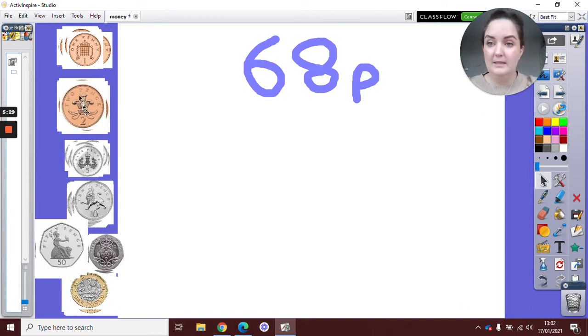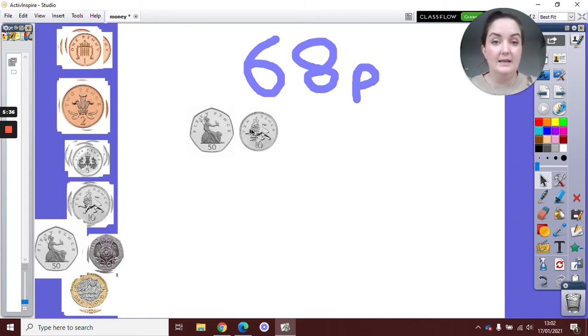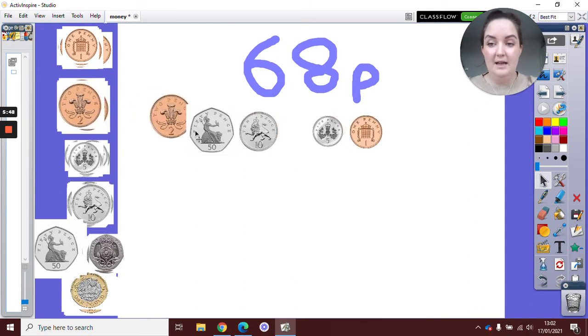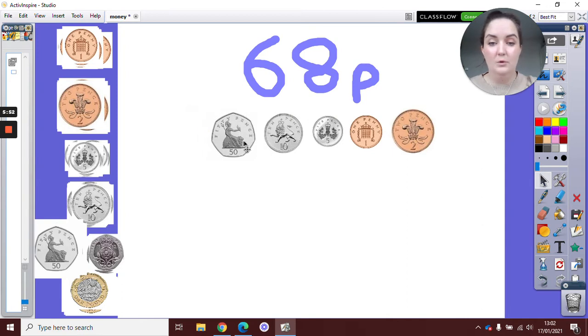So I've got my coins here. I'm going to use a 50p and a 10p. 50 add 10 makes 60. And now I've got 8p left to make. So I'm going to use a 5, 6, 7, 8. There we go. So I've got these coins that all together make 68p.